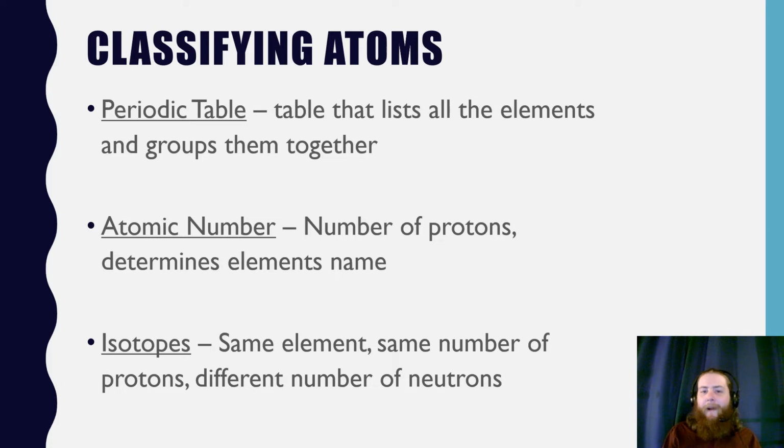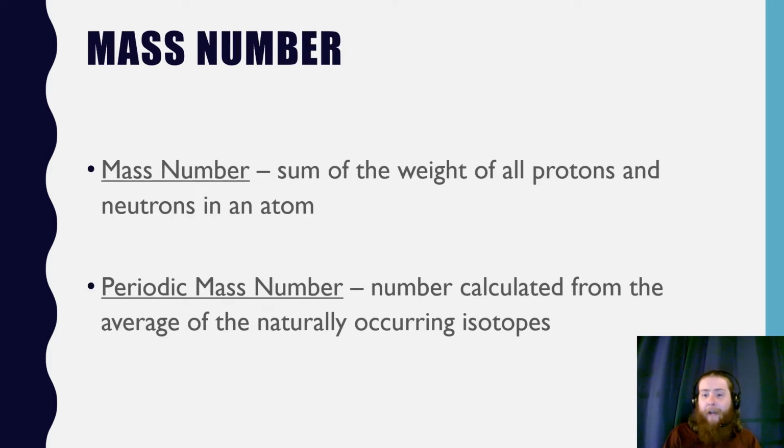Isotopes are the same element with the same number of protons, but a different number of neutrons. So when we talk about uranium-235 versus uranium-238, they both have 92 protons, but a differing number of neutrons. You can find out how many neutrons something has by looking at the mass number. The mass number is the sum of the weight of all protons and neutrons in an atom. These are added all together.